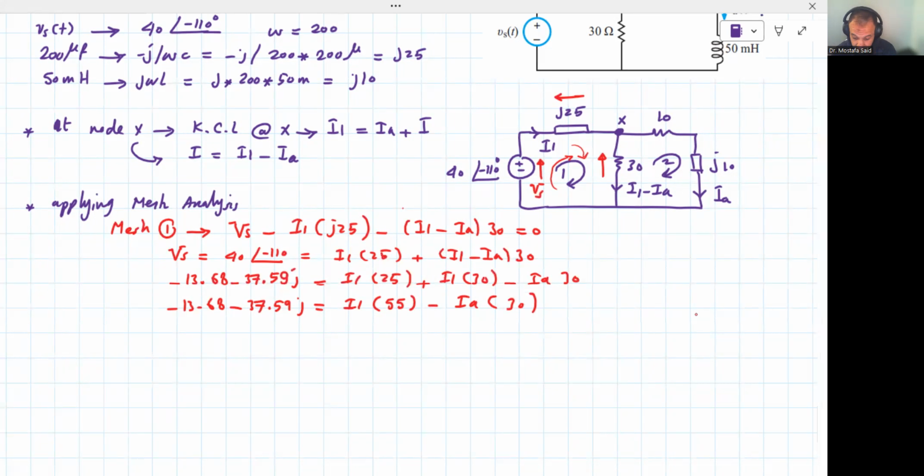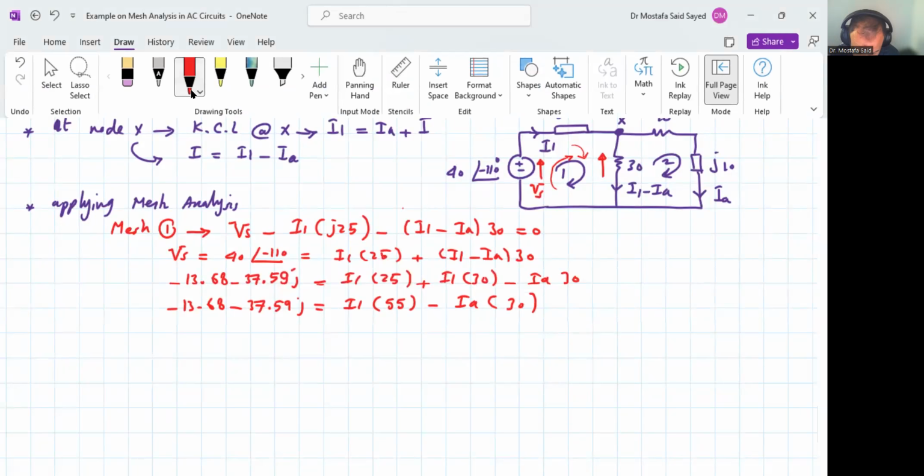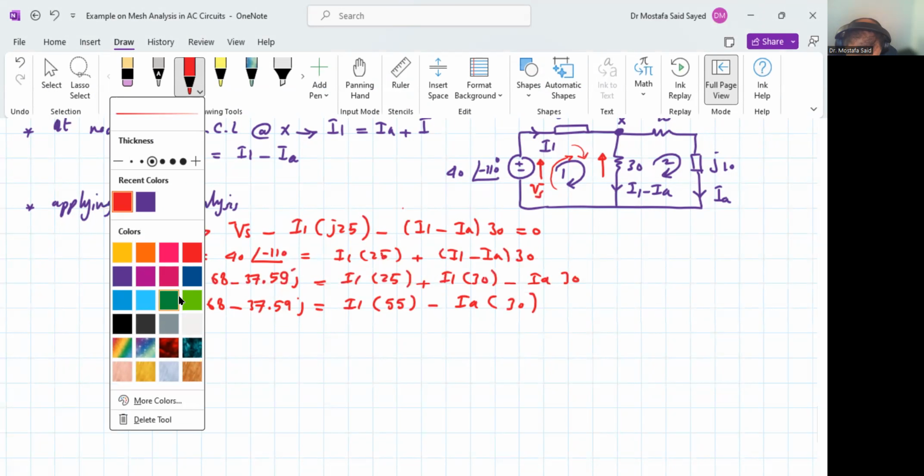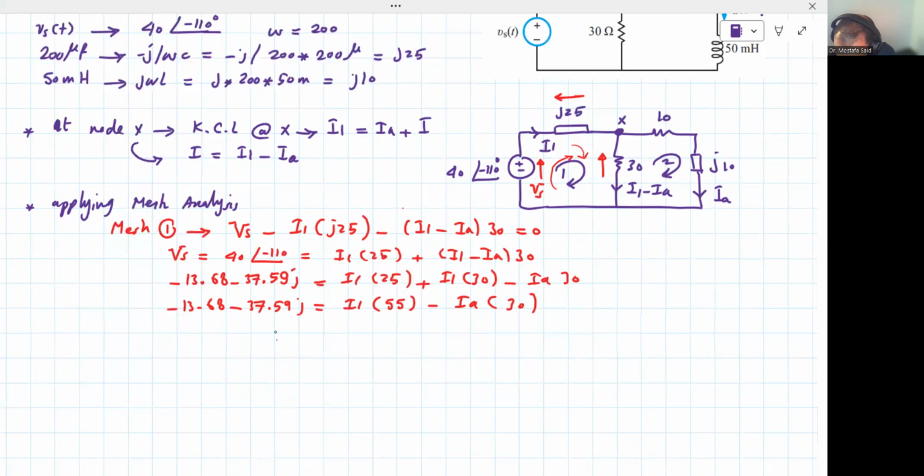That's mesh number 1. Now let's do mesh number 2, loop number 2. Let's use another color as well, for example, green. Mesh 2, the one on the right, has three elements: the 10 ohm, the j10, and the 30. IA is flowing in that direction, so the voltage will be opposite. For the j10, the current is going down, so the voltage will be up. And for the 30, the voltage is still going up because the current I1 minus IA is going down.